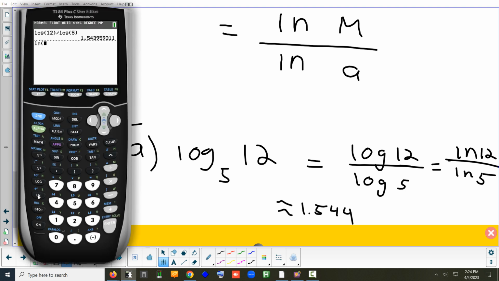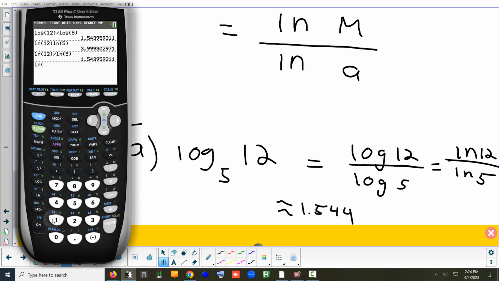Now, so you did it with ln's. So ln 12 divided by ln 5. If you actually type in divide, you will get the same. 1.54. Now, well, let's talk about that last one. What did I do wrong there? I didn't put the division sign in.